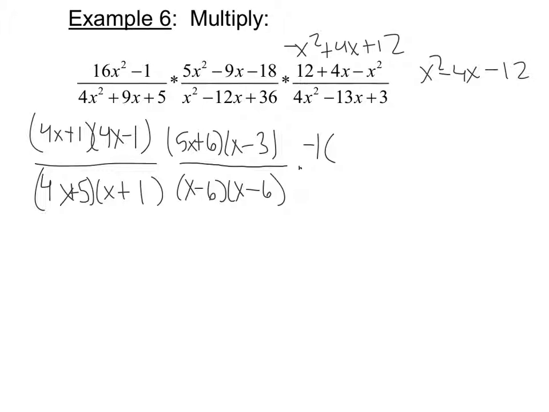So multiplies negative 12 as negative 6, positive 2. Multiplies to positive 12 adds to negative 13. You're going to need 12 and 1. So we're going to need 4x and 4x, and then this is going to be plus 3, or not plus, minus 3, minus 1.